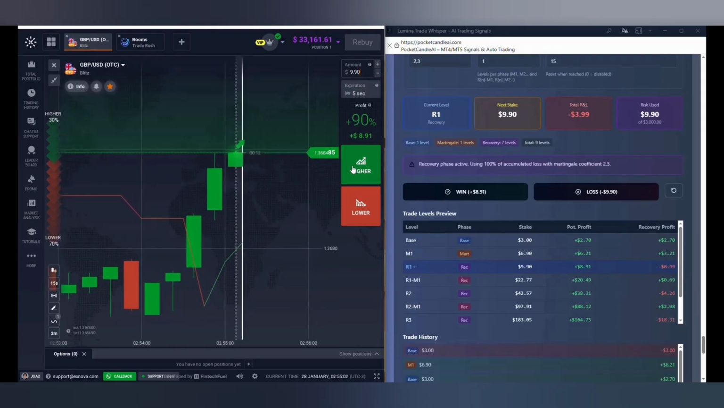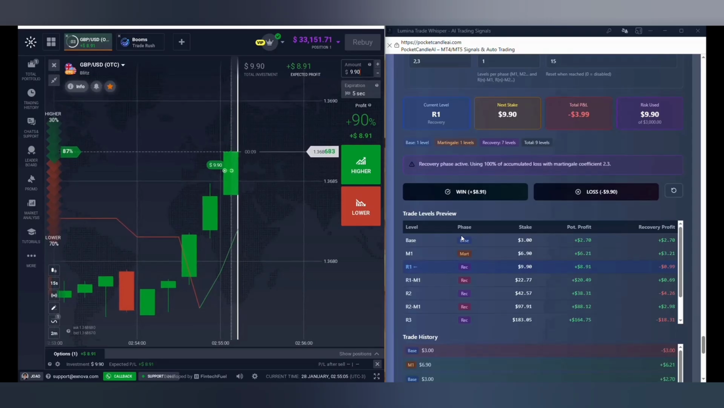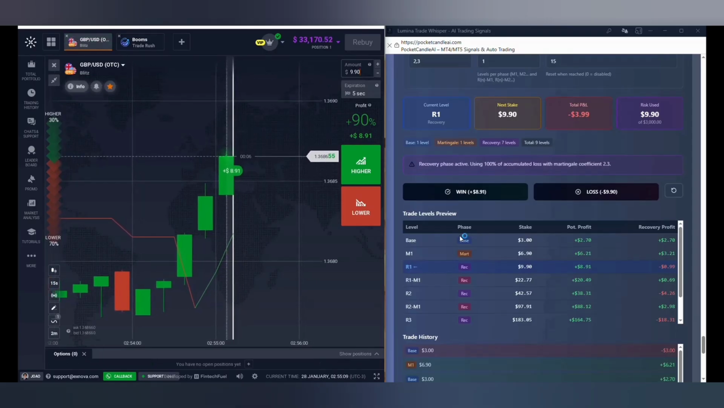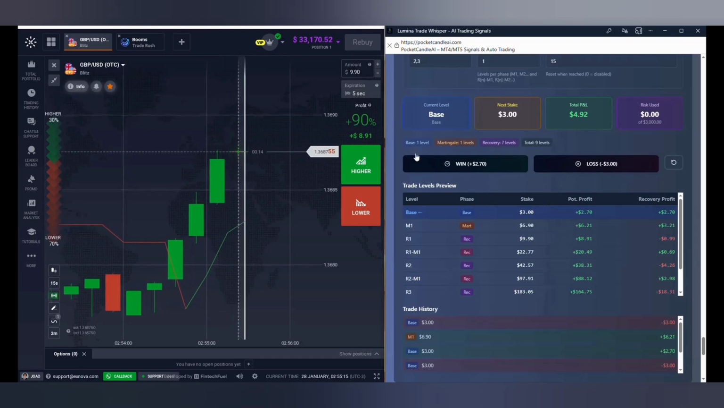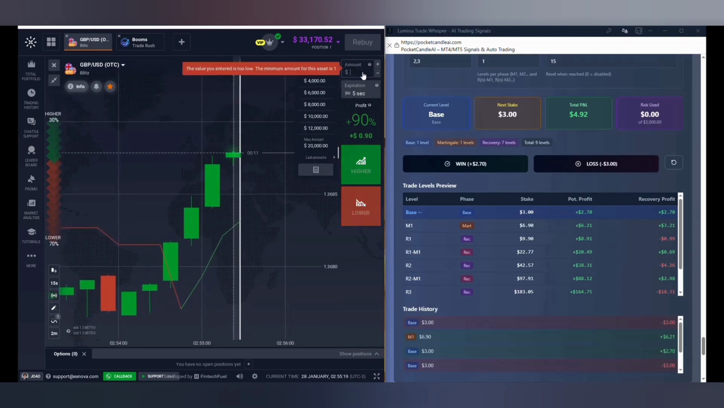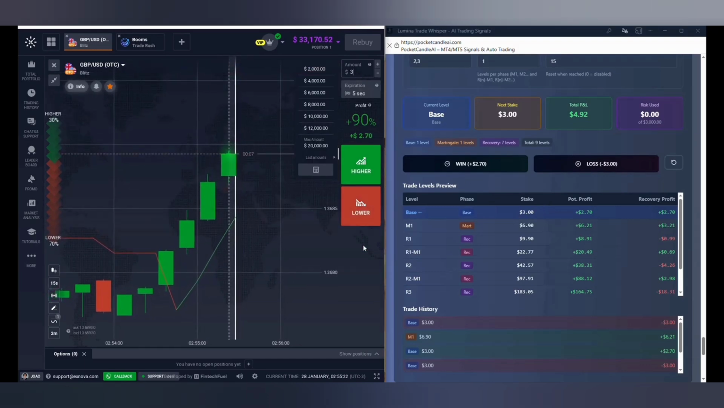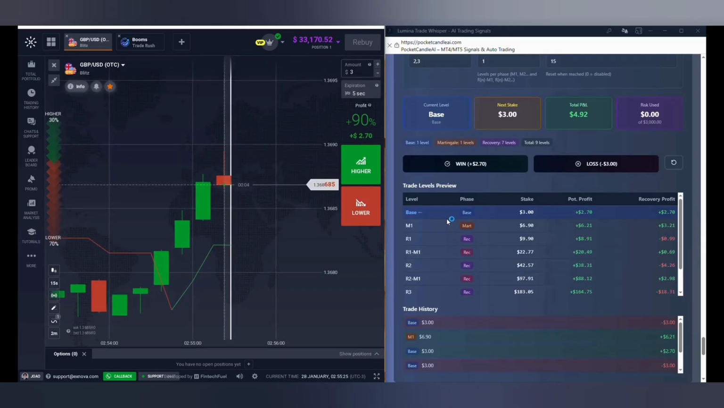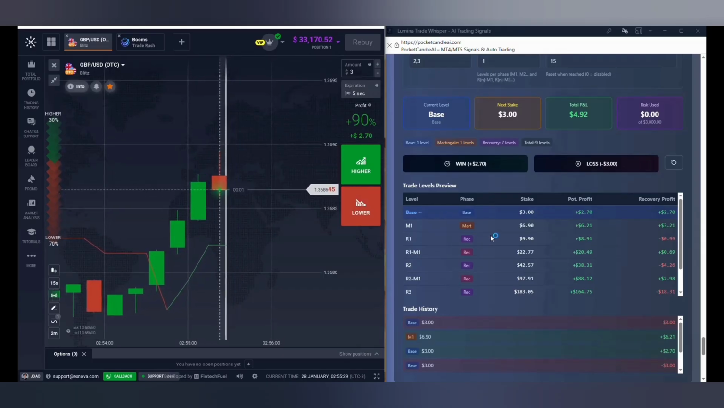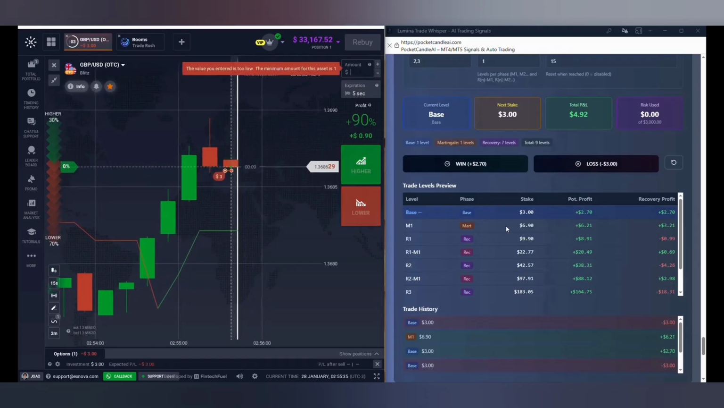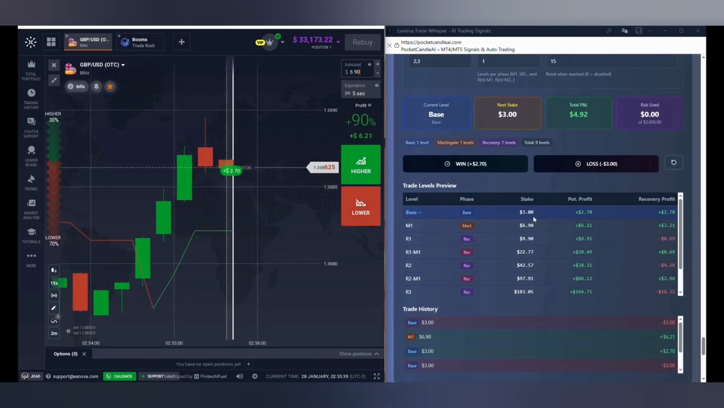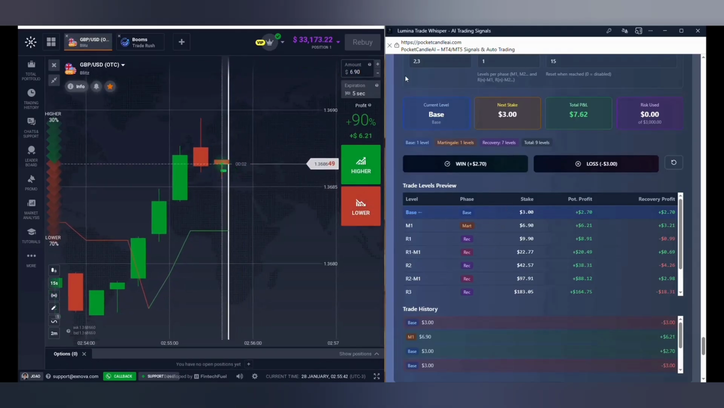Let's wait for signal. New buy signal detected for GBP US dollar OTC. Confidence level 75%. We click win. It takes you back to 3, so it's not going to insist on recovery a lot. The risk here is lesser than with others. Signal alert. Sell GBP US dollar OTC with 75% confidence. That was a win. We go back to 3.